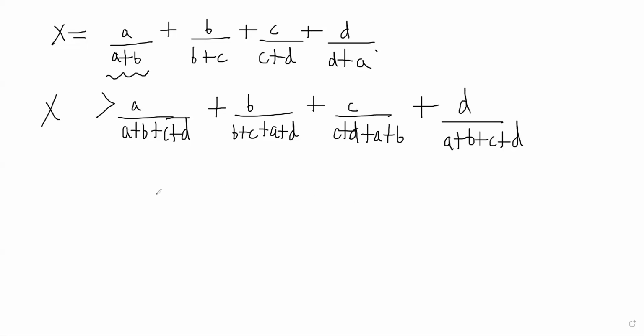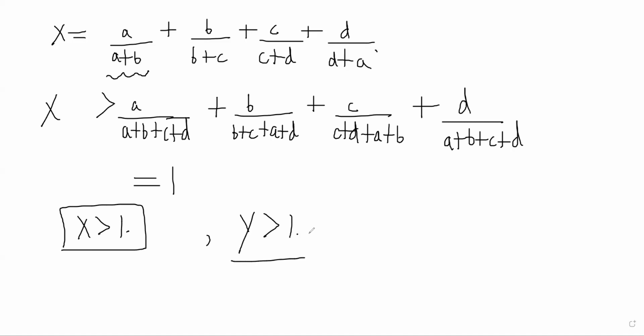So this is obvious because a, b, c, d are positive, so this inequality is true. And if you add these four, you will get 1. So we know that x is greater than 1. x is greater than 1, and similarly, you can also prove that y is greater than 1.